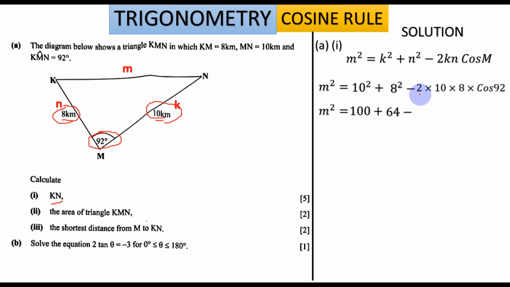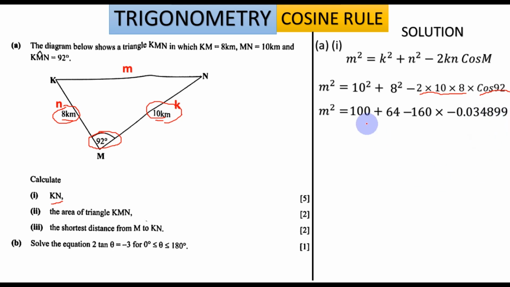Then let us multiply 2 times 10 times 8, which will give us 160 times, when we punch on the calculator what is cos 92 degrees, it will give us a value of negative 0.034899. The values are going, so I've just rounded off to at least 6 decimal places. Don't round off your value to less than 4 decimal places. At least 4 decimal places going up, then you are safe.